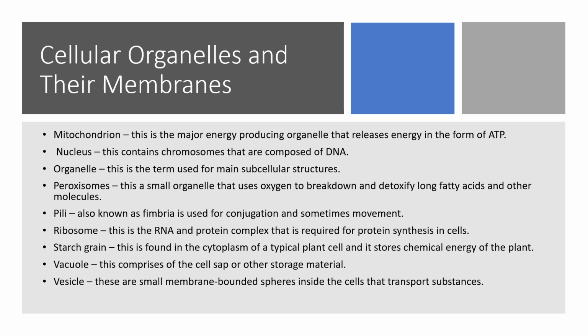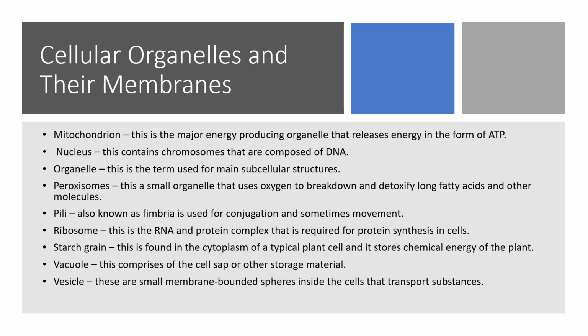The nucleus contains chromosomes that are composed of DNA. The organelle is a term used for the main subcellular structures. Peroxisomes is a small organelle that uses oxygen to break down and detoxify long fatty acids and other molecules. Pili, also known as fimbria, is used for conjugation and sometimes movement. The ribosome is the RNA and protein complex that is required for protein synthesis in cells.